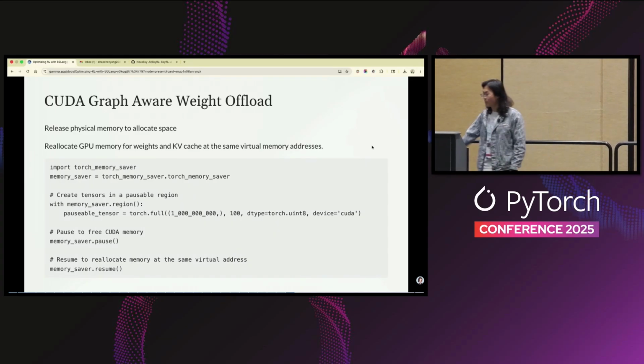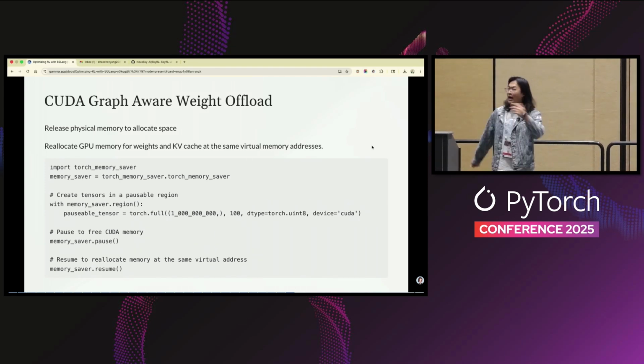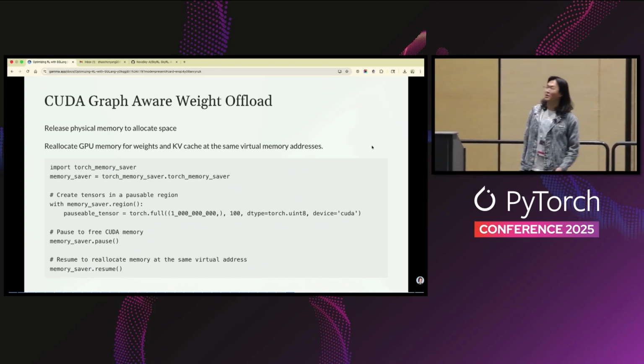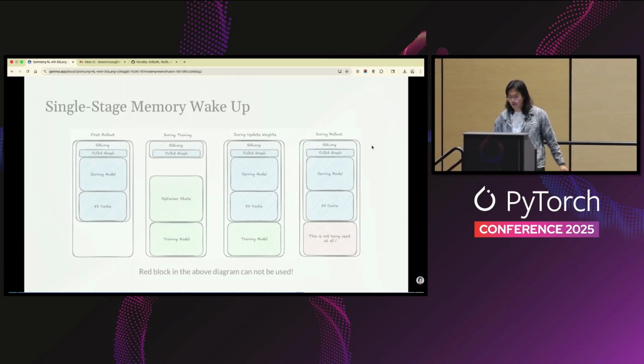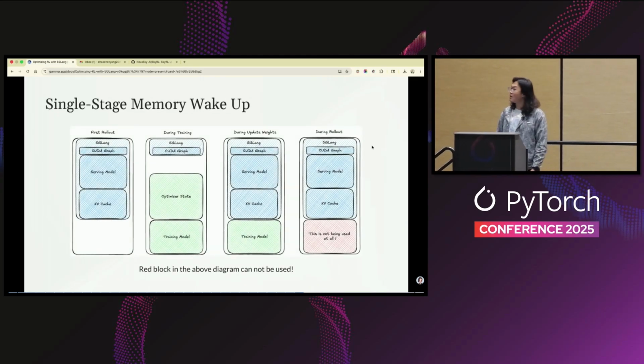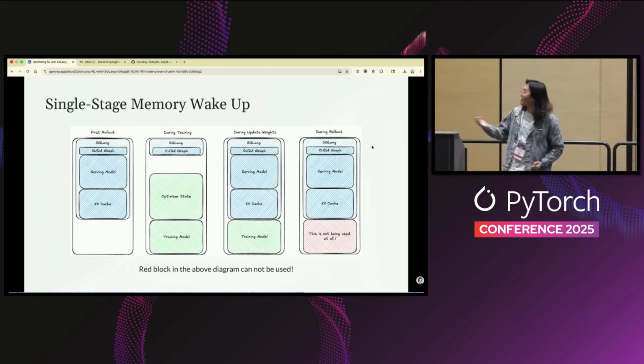We call it CUDA memory aware, and we have a library called the Torch Memory Saver. It creates a region for you to protect the virtual memory address. And when you wake up the tensor back, the virtual memory address is still the same. So your CUDA graphs can still be utilized. So with this virtual memory protection, the CUDA graph aware wake up, we can have these things right now.